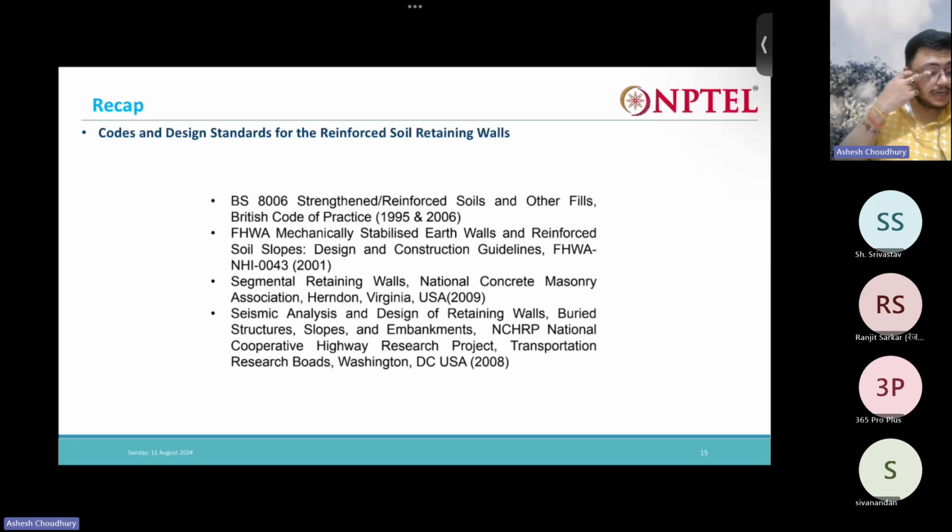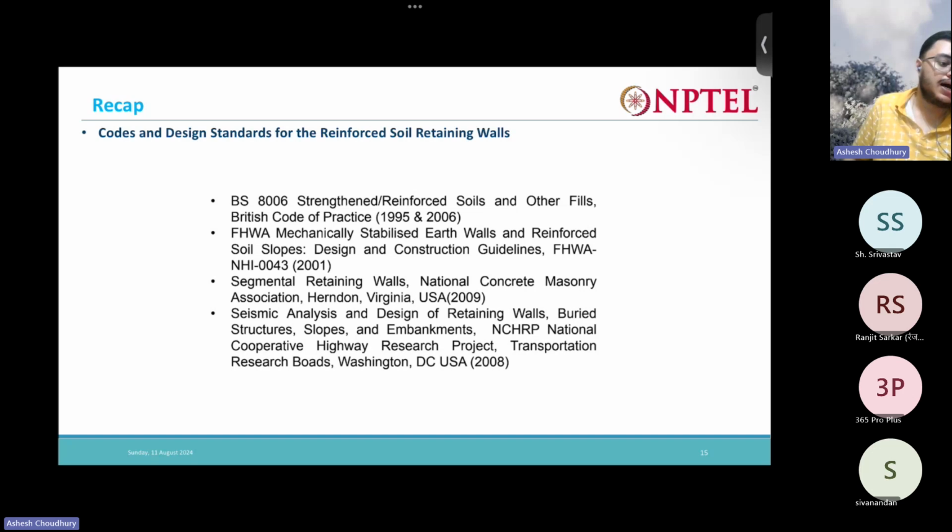Now, what are the differences? What are the basic differences between our BS code and the FHWA code? These differences were already discussed in the class, so I will just repeat them. The main difference is that the BS code does not consider seismic action, the seismic forces, but our FHWA manual considers the seismic loads.